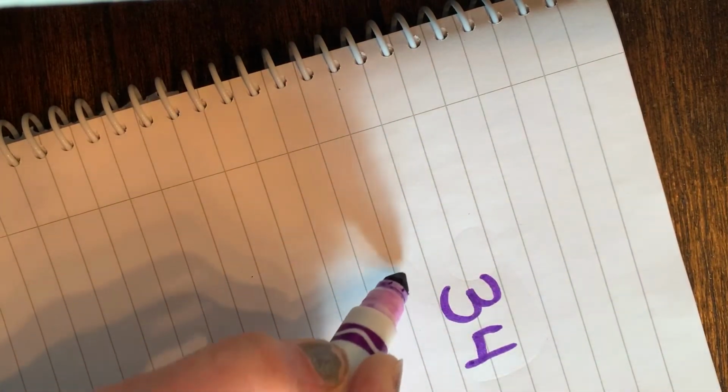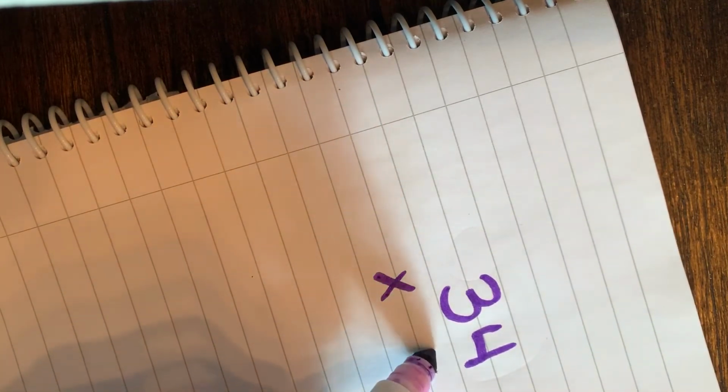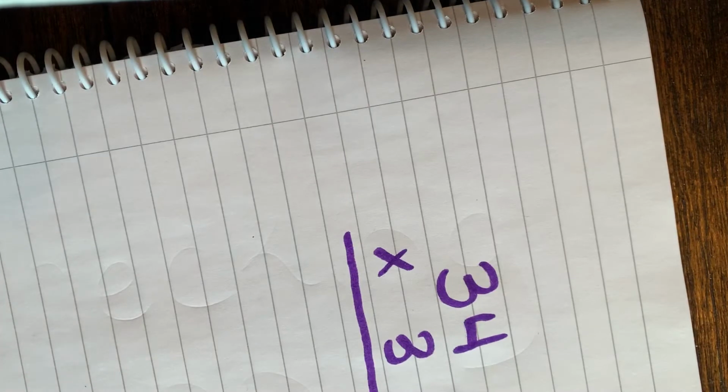Okay, so let's start with one 2-digit by 1-digit problem to start off. So I'm going to start with 34 times 3. Go ahead and write that problem down in your notebook. If you need to pause for a second, you can.